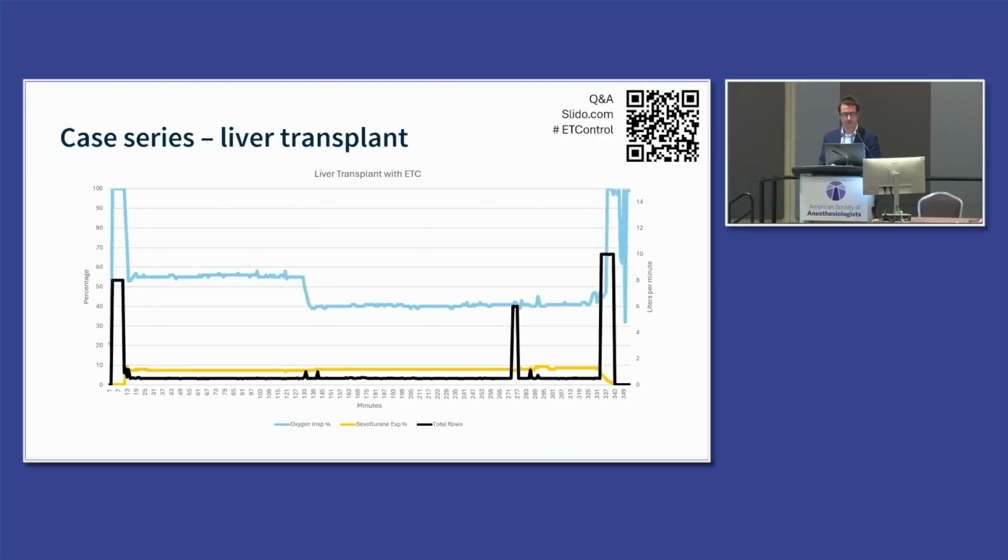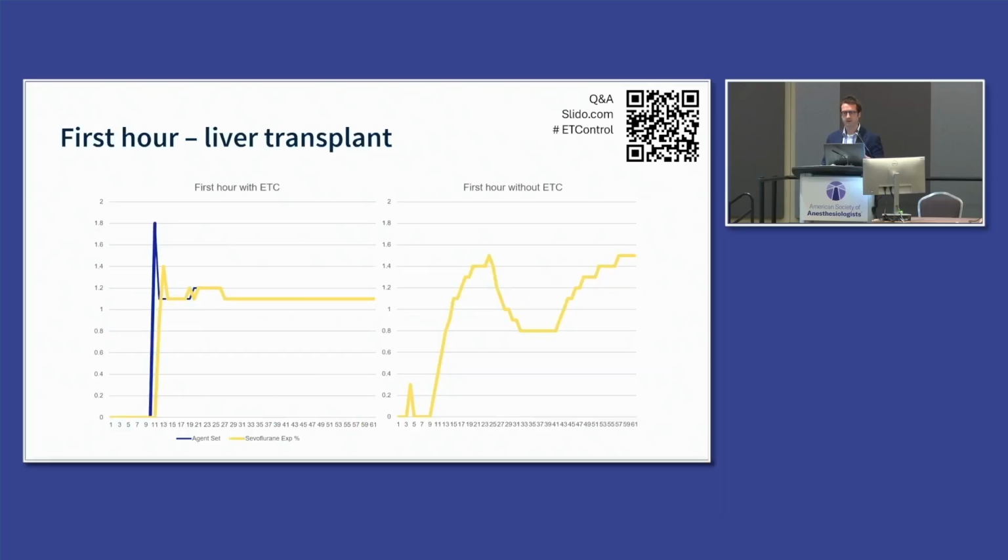This is the same case with end-tidal control, another liver transplant. You can see again flows high at the start of the case, the black line. But then they drop down to 0.5, and they just stay there through the case pretty much. There's the odd blip where adjustments are made to sevoflurane concentrations, so the software responds by increasing flows shortly to make the change. The sevoflurane line looks a lot straighter, and when you zoom in to the first hour, I think this is really instructive.